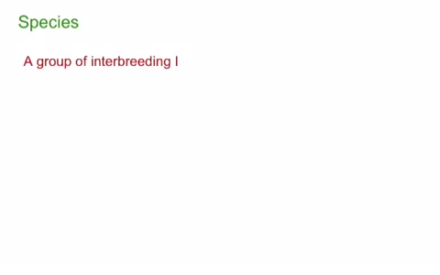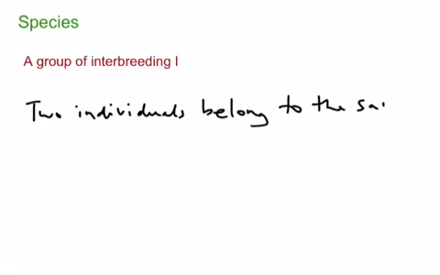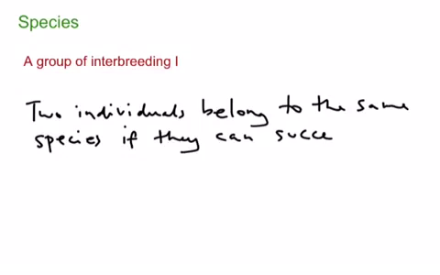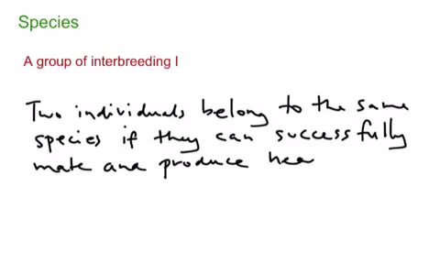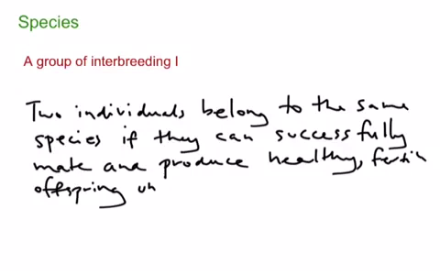Well, perhaps to put it in another way, we could talk about a species, so we could say that two individuals belong to the same species if they can successfully mate and produce healthy, fertile offspring under natural conditions.